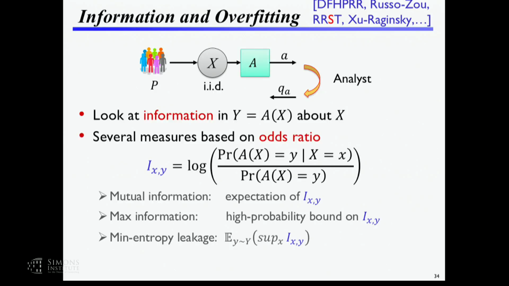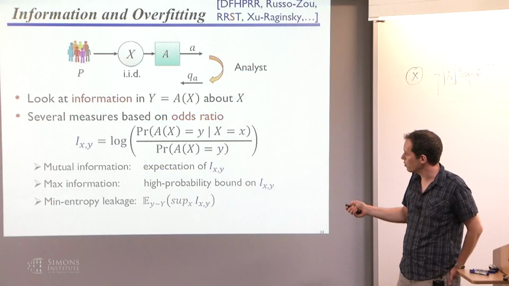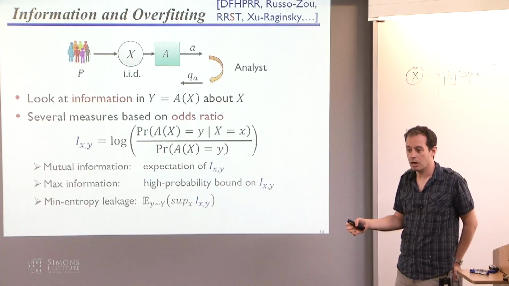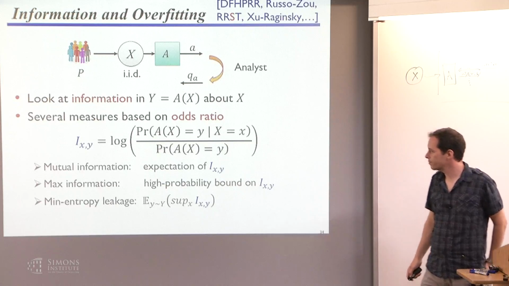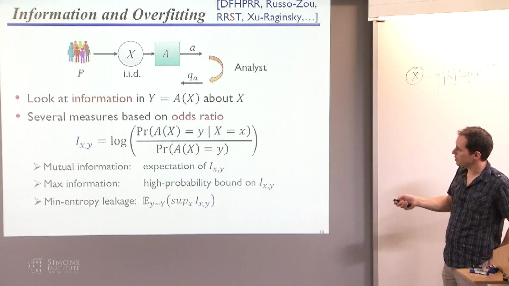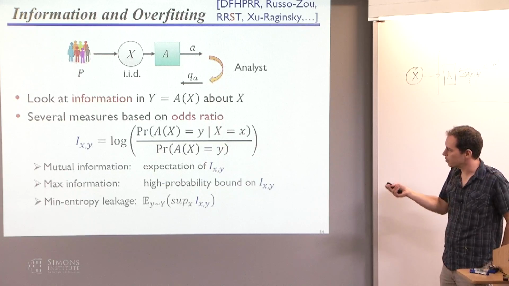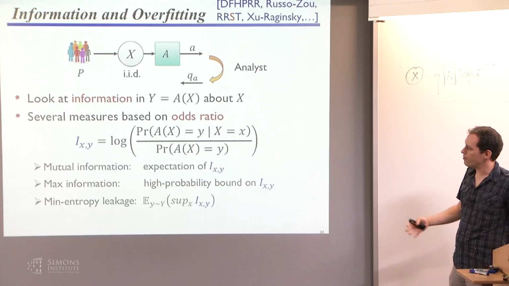Okay, there are lots of ways to measure information. You've probably heard of Shannon's notion of mutual information. That looks at the expectation of this log odds ratio, where you're looking at the probability that the output would be Y conditioned on a particular data set X, compared to the probability that the output would be Y conditioned on nothing, averaged over all data sets X. That's usually called mutual information. And there are other variations on this.